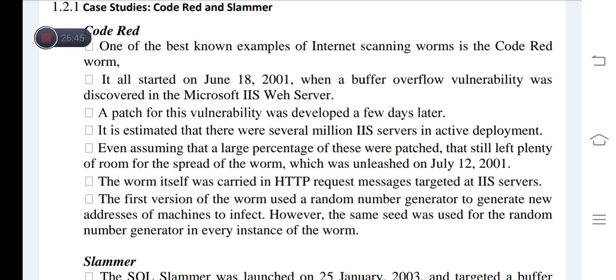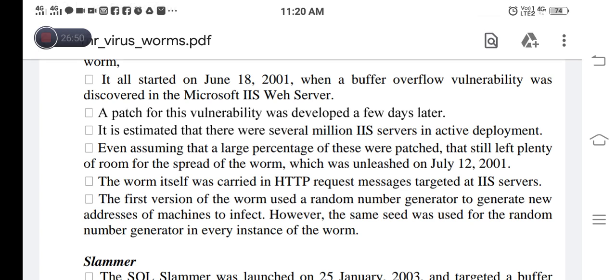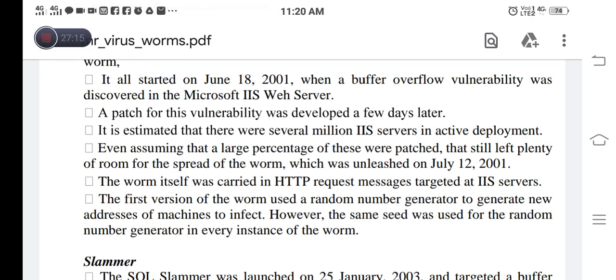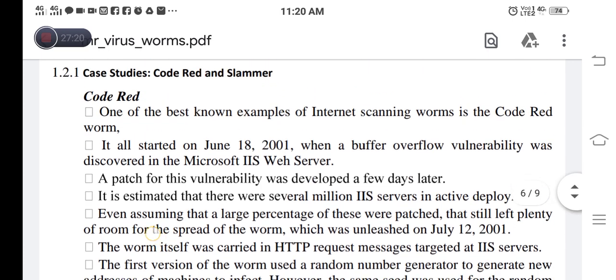Here the Code Red worm itself was carried in HTTP request messages, all targeted at IIS servers. The first version of the worm used a random number generator to generate new addresses of machines to infect. However, the same seed was used for the random number generator in every instance of the worm. So this is the method of Code Red.